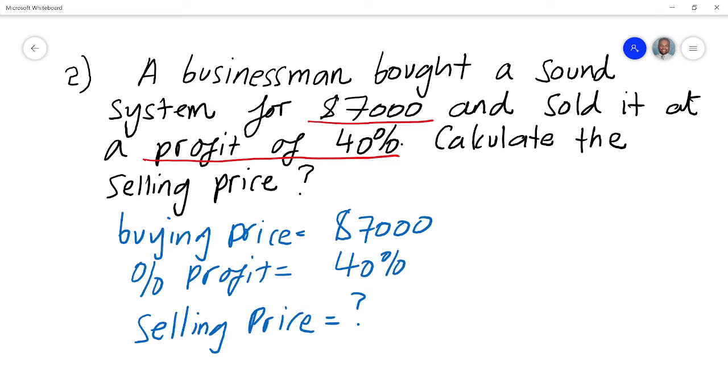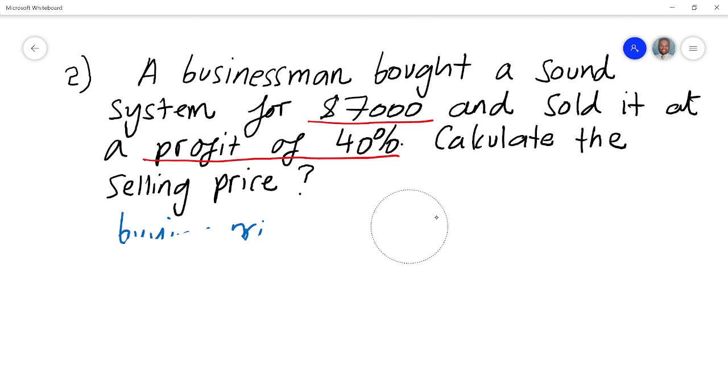Now there are two steps that we can use to solve this question. I'll show you step 1 and then step 2. Then it's up to you to decide which method you would like to adopt in your upcoming tests or exams. So let's look at step 1. You know from the information that this manufacturer has made a profit of 40%. Therefore, the selling price will be greater than $7,000. If you find that the selling price is less than $7,000, then you've made a mistake. So your answer has to be greater than $7,000.